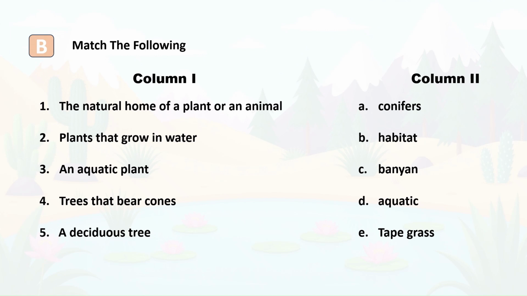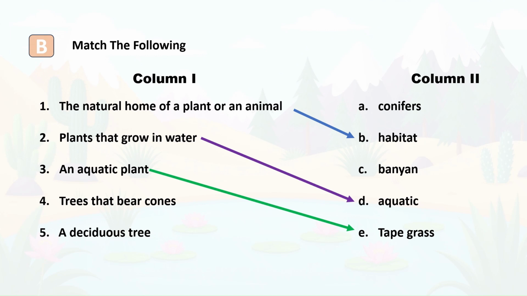Now let's match it. 1. The natural home of a plant or an animal matches with B. Habitat. 2. Plants that grow in water matches with D. Aquatic. 3. An aquatic plant matches with E. Tape grass. 4. Trees that bear cones matches with A. Conifers. 5. A deciduous tree matches with C. Banyan.